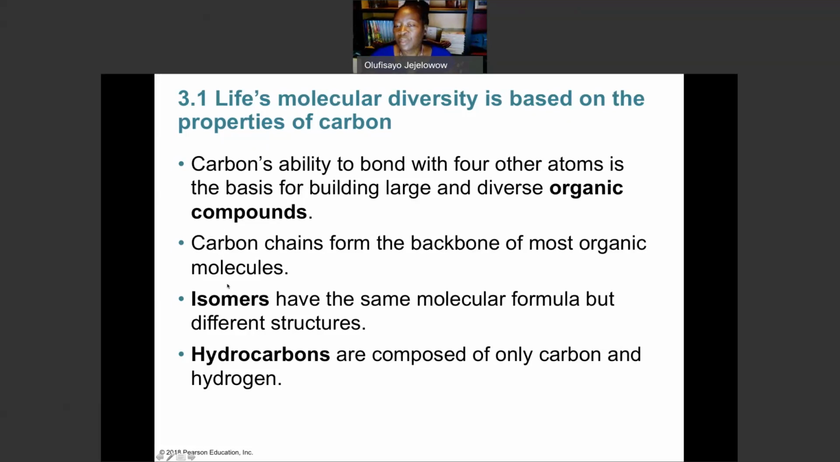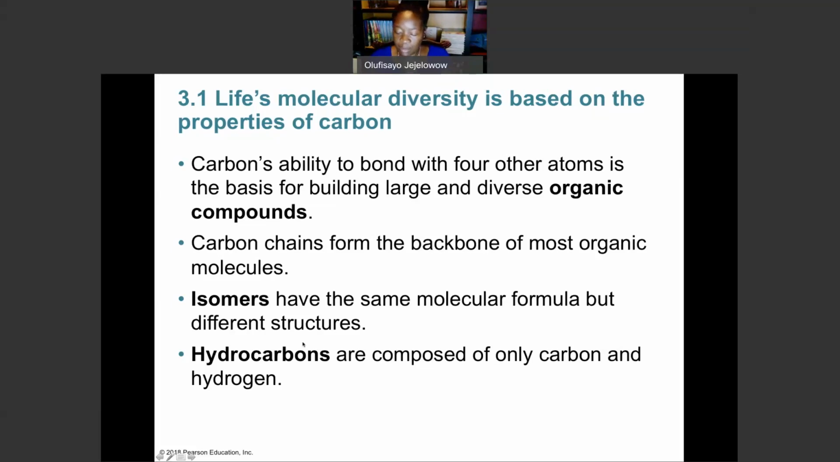Carbon chains form the backbone of most organic molecules. The carbon atom in the center can bond to 4 hydrogen atoms, as in methane that we looked at. But carbon can also bond to carbon, and then the other 3 remaining bonds of each carbon atom bond to hydrogen, as in ethane. Organic compounds can form straight chains, or they can be branched. When they are branched, we call them isomers. Isomers have the same molecular formula but different structures.